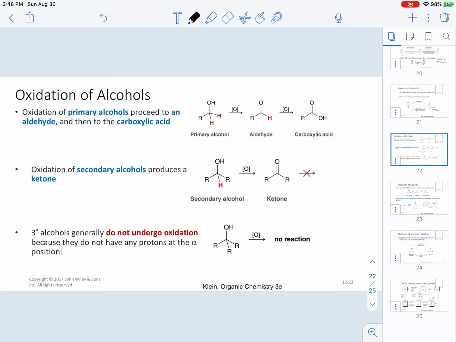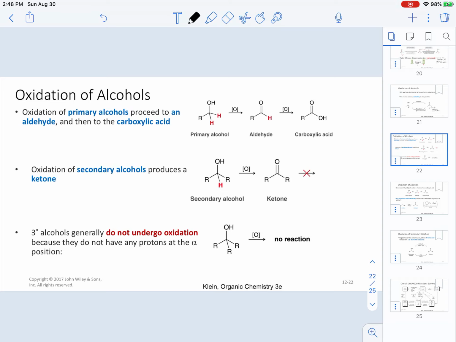Secondary alcohols will always oxidize to a ketone. Ketones cannot be further oxidized. And as I explained before, tertiary alcohols, because they do not have a bond to a hydrogen, as you can see here we have 3 R groups, cannot undergo oxidation. So whenever you take a tertiary alcohol and you try to oxidize it, there is no reaction.